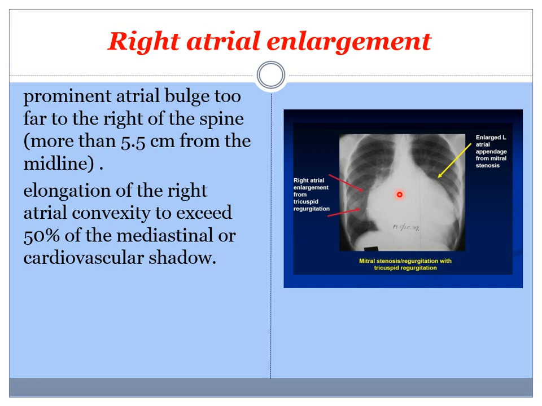Right atrial enlargement. It's less common than left atrial enlargement. Look for a prominent right atrial bulge that is too far to the right of the spine, more than 5.5 cm from midline, or if you have elongation of the right atrial convexity exceeding 50% of the mediastinal or cardiovascular shadow.